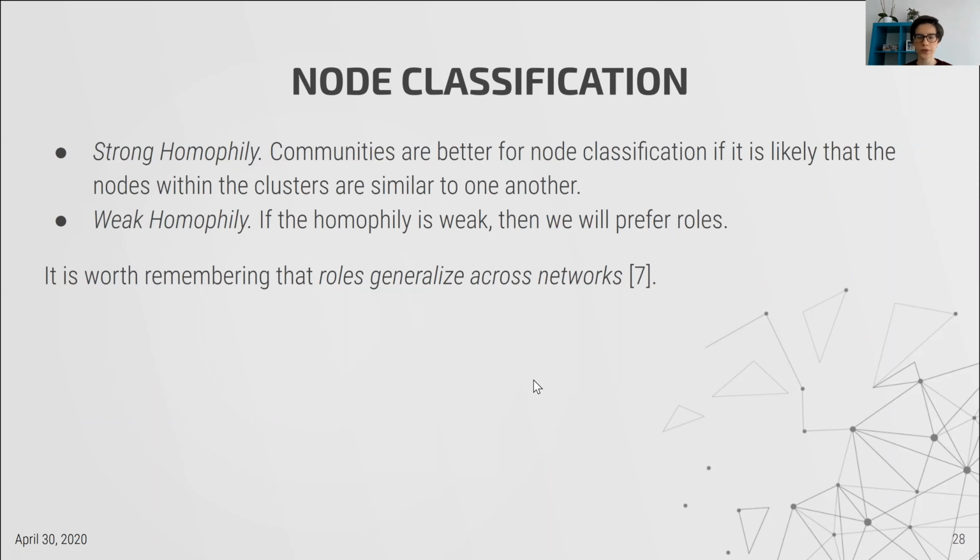And another thing which is really important is that, as I was saying before, communities are defined on the graph on which they are computed, whereas roles are a bit more flexible in the sense that they can be transferred across networks, because just to make an example, a hub is still a hub.